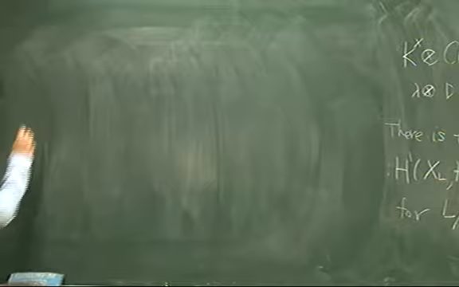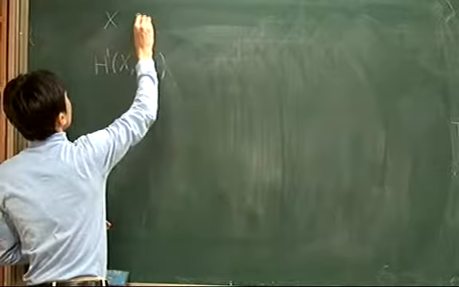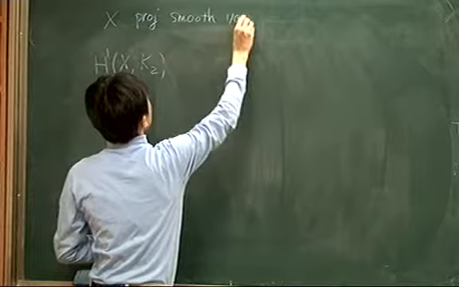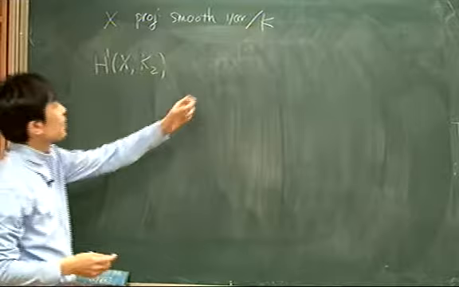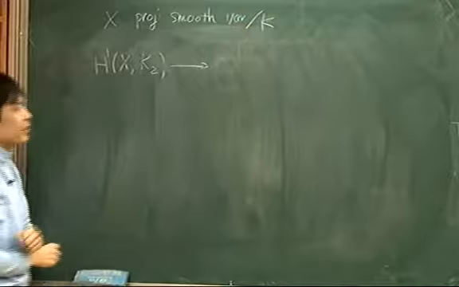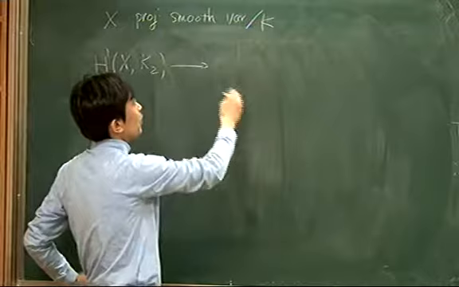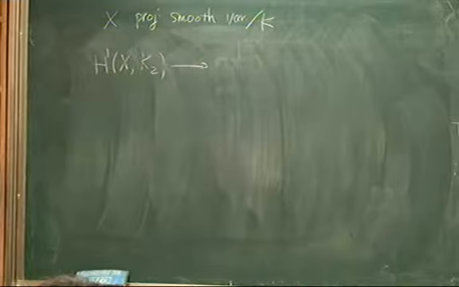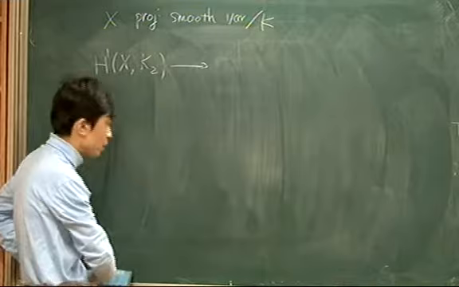Next, I recall the p-adic regulator map. Now X is a projective smooth variety over a field K, but I keep in mind K is a p-adic field or number field. And by the theory of higher Chern classes, the theory of universal Chern class, we have a map from algebraic K-groups to generalized cohomology groups, for example de Rham cohomology, étale cohomology, and so on. But in this talk, we only consider the étale cohomology groups.